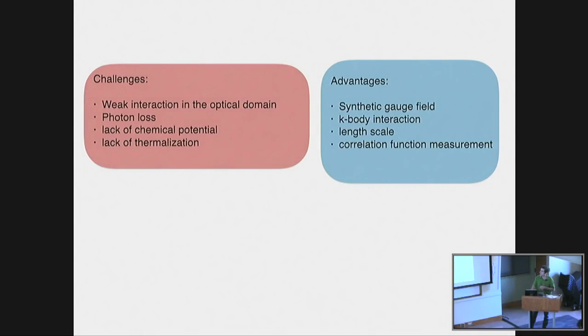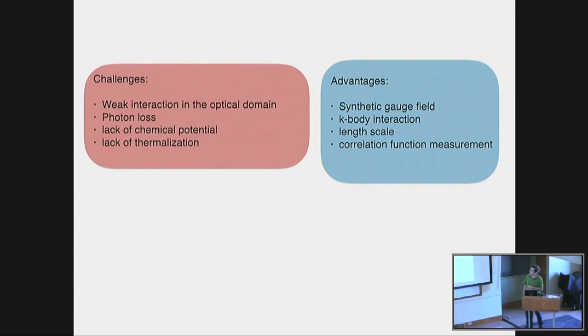So the challenges and advantages of optical systems. The challenge is the weak interaction in the optical domain. We can easily make the synthetic gauge field, as we showed and John showed and many other groups.